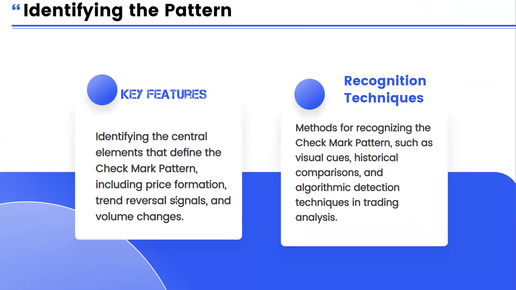So you need to identify the central elements. What are the elements actually? It needs to present a checkmark pattern, including price formation. Price formation means when the market dips down, a candlestick formation like a hammer stick, pin bar or rejection bar will be formed at that place. That is the price formation. And you should get trend reversal signals, and then there should be volume changes also.